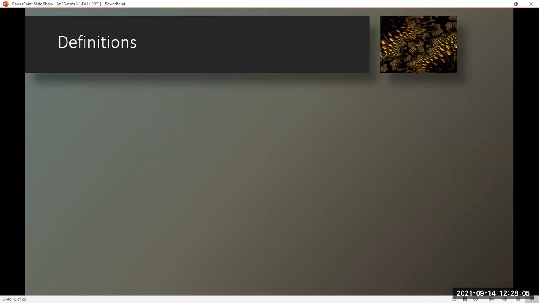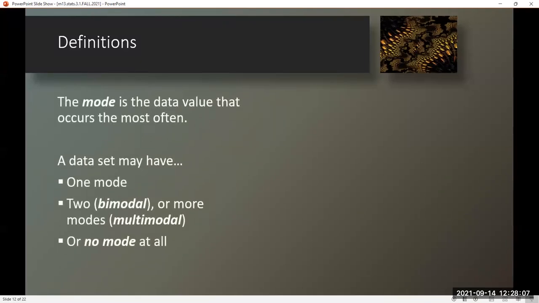More definitions. The mode. The mode is the data value that occurs most often. A data set may have one mode, two modes, or more. It might be, quote unquote, either bimodal or multimodal. Or there may be no mode at all.